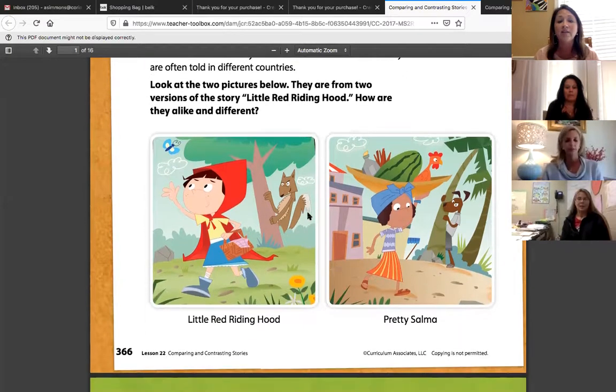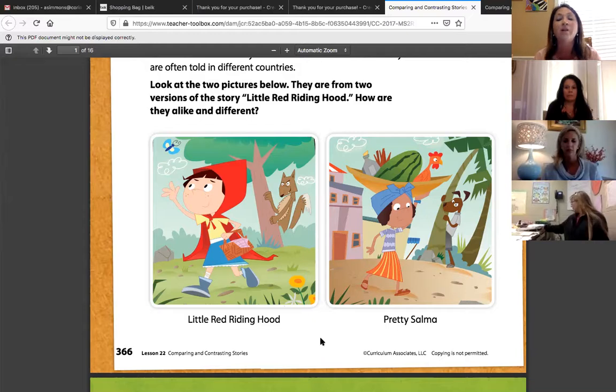So here in second grade, you saw two pictures from two different versions of the story Little Red Riding Hood. And you can look at the pictures and see how they are alike and how they are different. The one on the left is the more traditional Little Red Riding Hood. And the one on the right is called Pretty Salma.